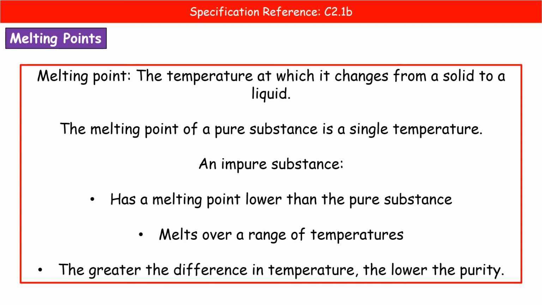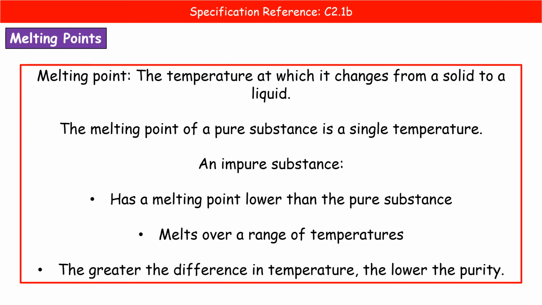So we now know what a pure substance is, but how do we identify a pure substance? What could we do to work out if something is pure or not? And the answer is we can do a very simple experiment of just testing the melting point of the substance. Remember, the melting point is the temperature at which the substance changes from solid to liquid. And if it is a pure substance, so made of only one thing, it will melt at a single temperature.